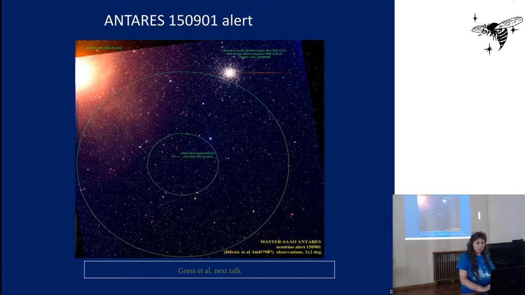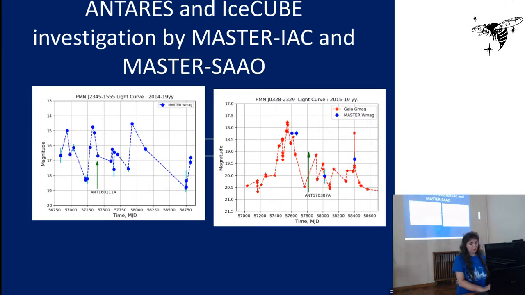Here you see one of our fields of view for an ANTARES alert, where you can see the star Antares and the error box of the ANTARES telescope, including the sources found by SWIFT. During all blazar observations in ANTARES and IceCube error boxes, we found several events that demonstrate variability in optics near the time of trigger.